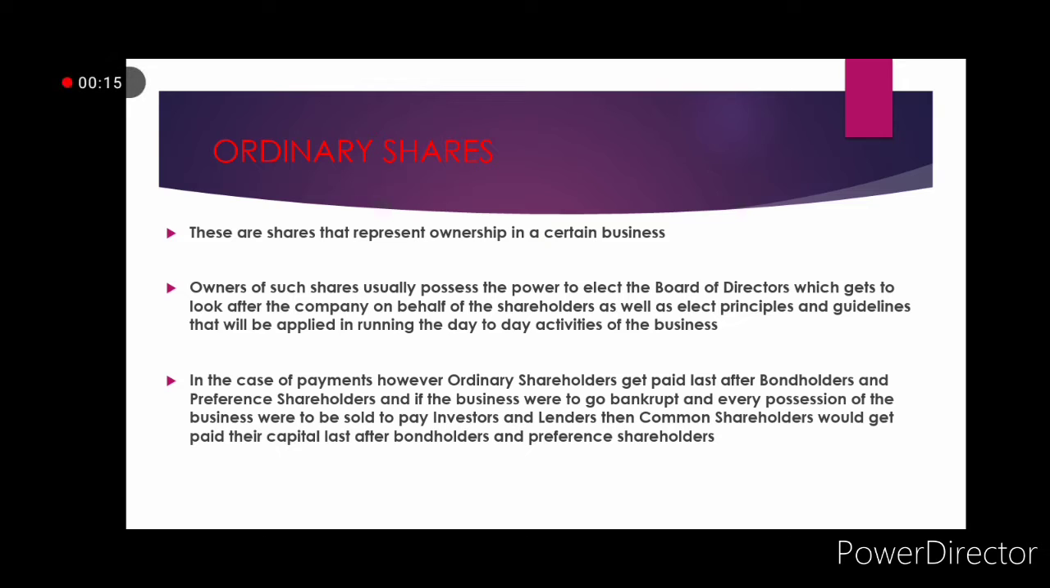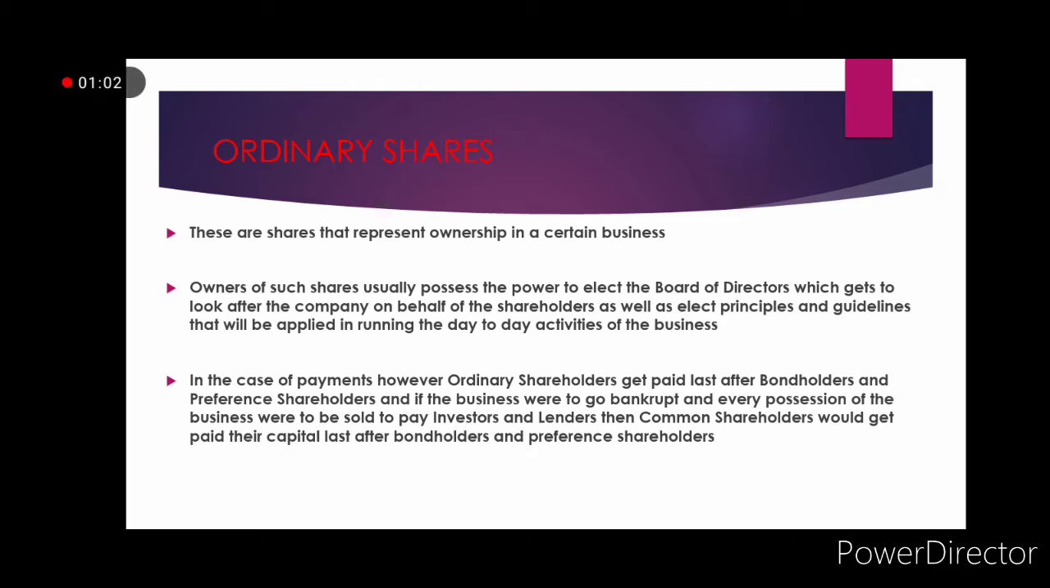Why? Because an investor who buys ordinary shares in a company gets to acquire rights of ownership in that business. Such rights could include voting and electing the board of directors that runs the business on the shareholders' behalf. They get to approve the amount of money that could get paid as dividends. They get to approve principles and guidelines that are supposed to run the company, and they have the right to know what the business is going through. They have the right to know measures that are taken to improve the performance of the business, and so on. All these are rights an owner of a business has.